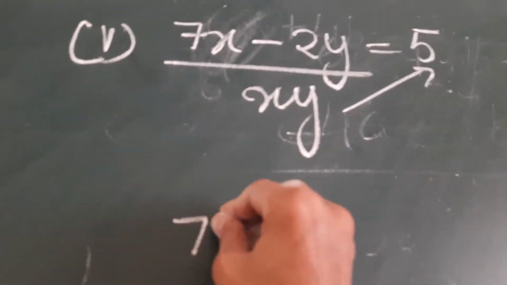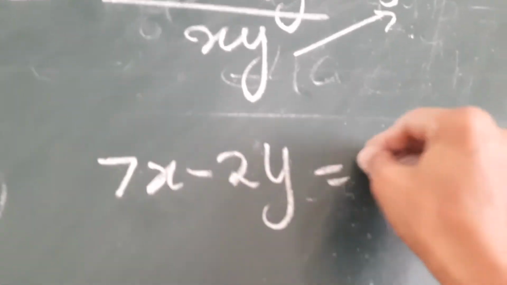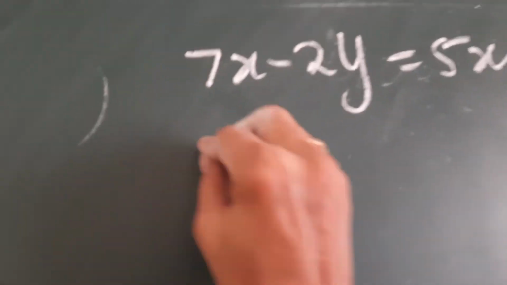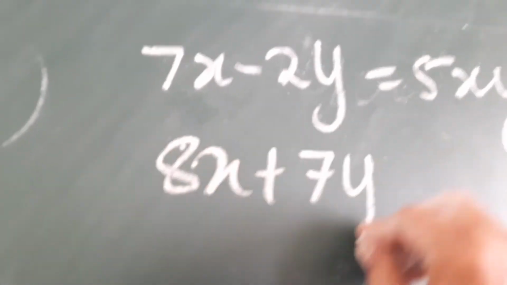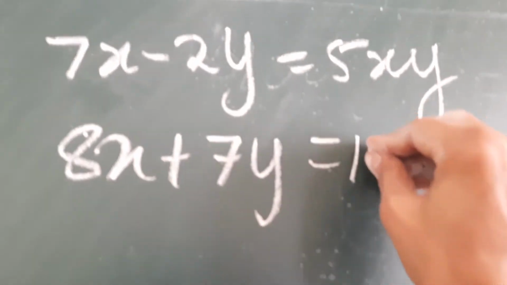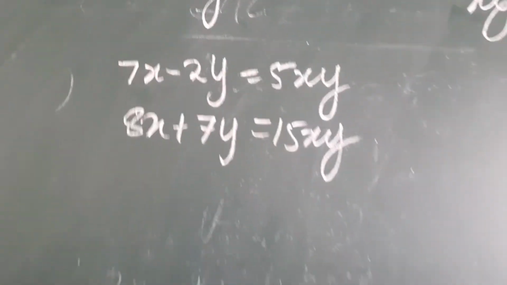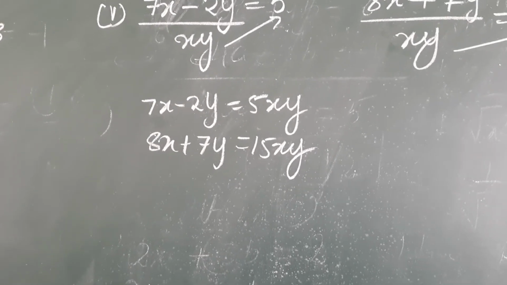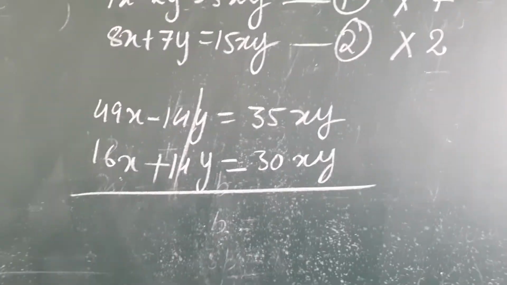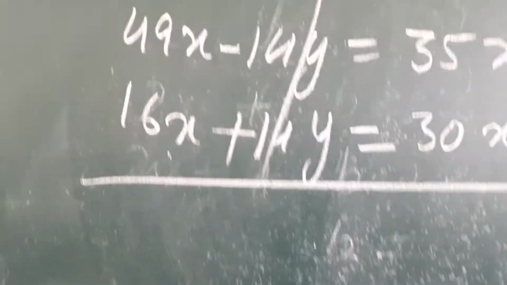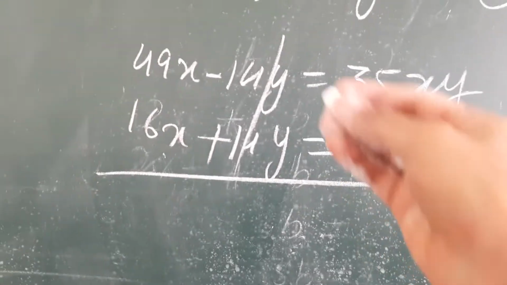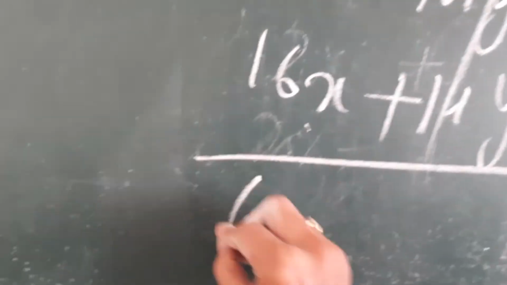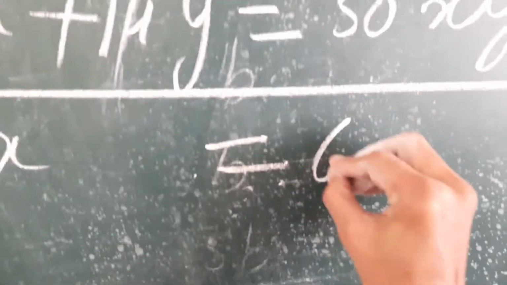You will get 7x minus 2y is equal to 5xy. Similarly, the second equation, 8x plus 7y is equal to 15xy. Now you can solve it in a similar way as you were doing earlier, like by the elimination method. Okay, so let me show what you will get. So we will solve it, and you will get by adding them, because the signs are already opposite, 65x is equal to 65xy.